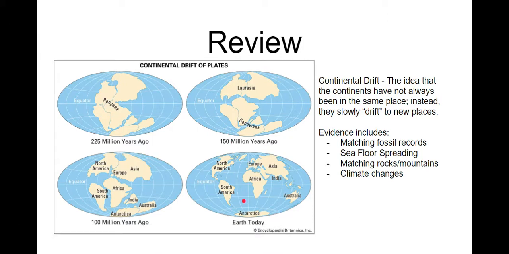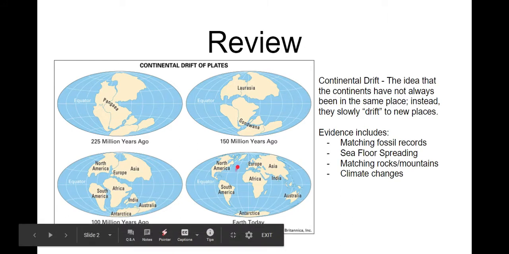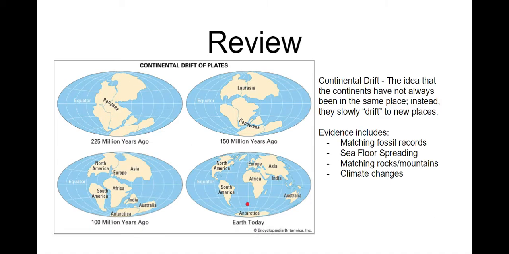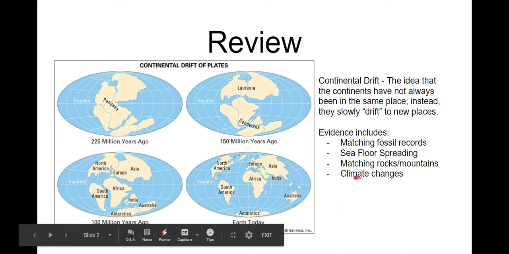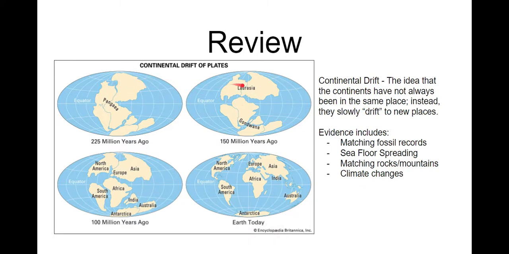And we also know that because of the seafloor spreading. If you go to the bottom of the Atlantic, you can see that the Atlantic Ocean is actually getting bigger because its seafloor, the bottom of the ocean, is spreading out. We also checked the rocks and mountains in North America and Europe and saw that they matched up. And there's also been some climate change evidence in places like Antarctica that used to be tropical areas, suggesting that they were probably not always at the bottom of the world.